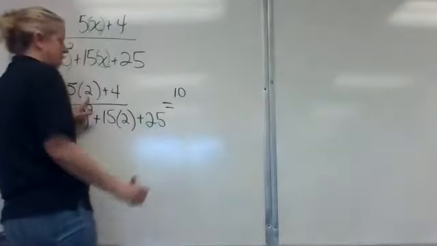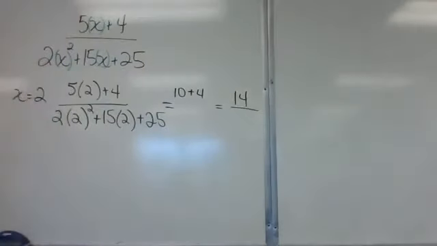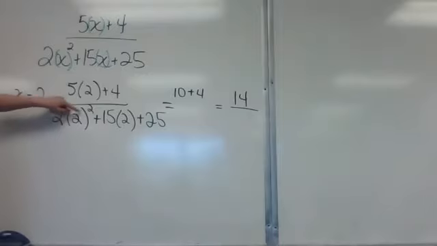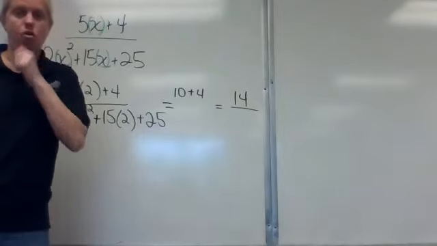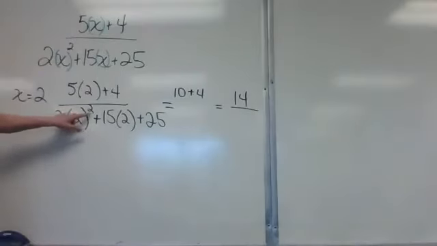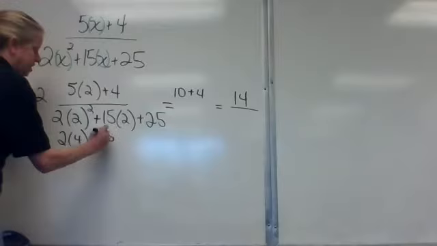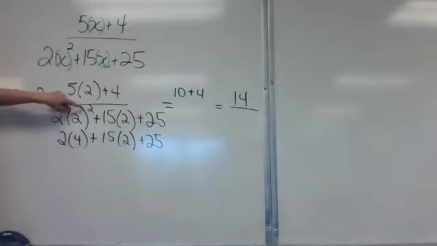5 times 2 gives me 10. Bring over the plus 4 to get 14 up top. Now, in the bottom, here, you've got to do this exponent because exponents come before multiplication in the order of operations. Okay, so I have to do the 2 squared first, and 2 squared gives me 4. So this really says 2 times 4 plus 15 times 2 plus 25. So all I've done first on that first step is change that 2 squared to a 4.